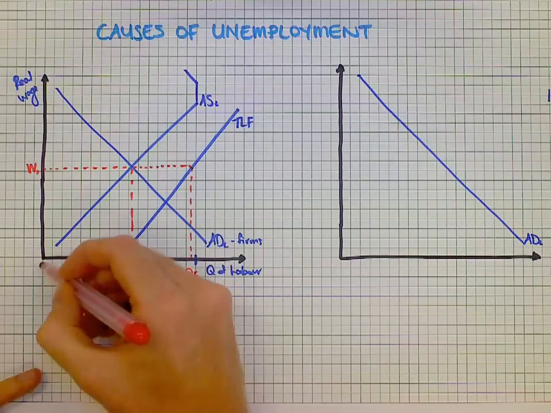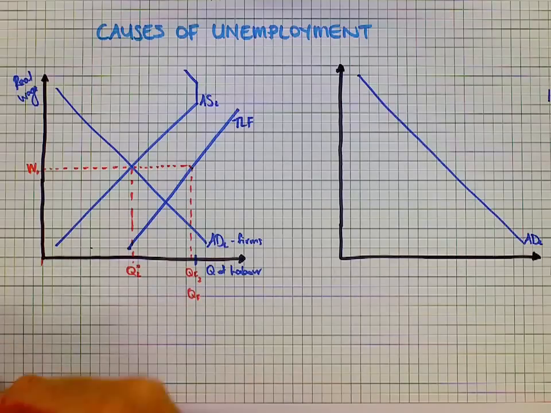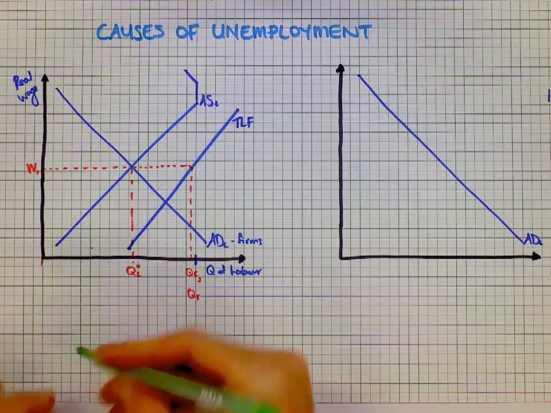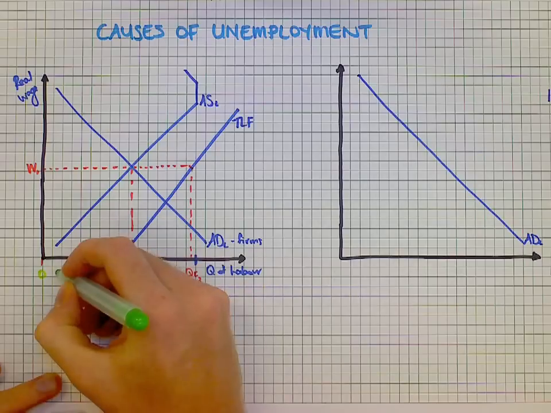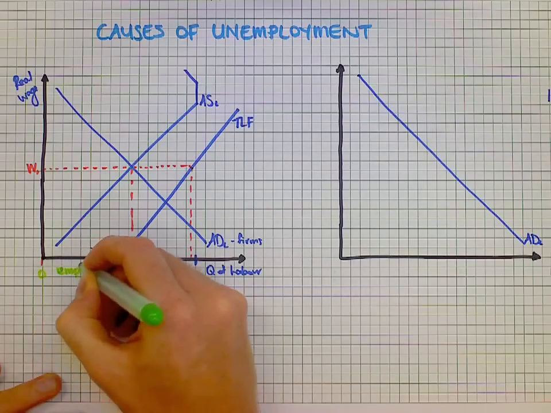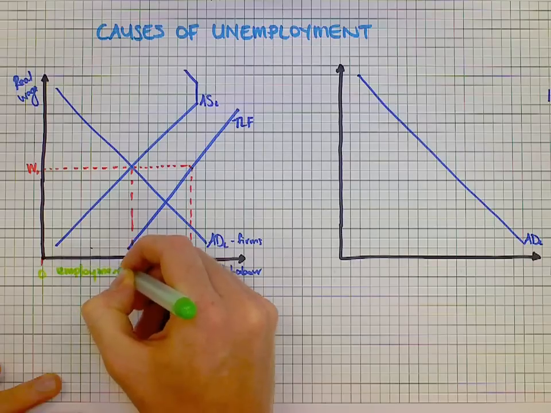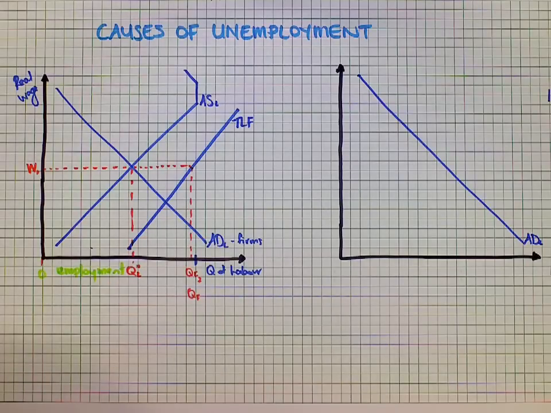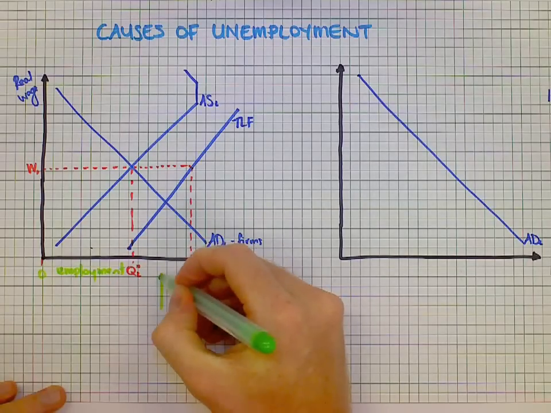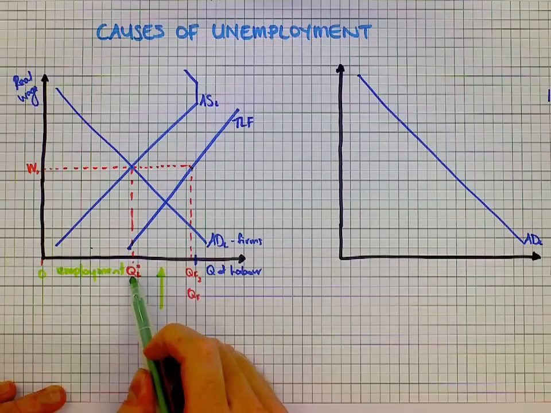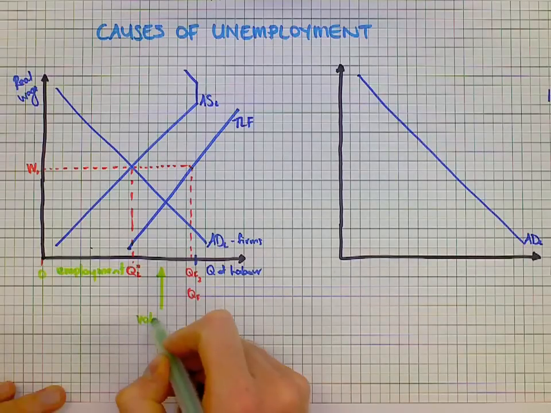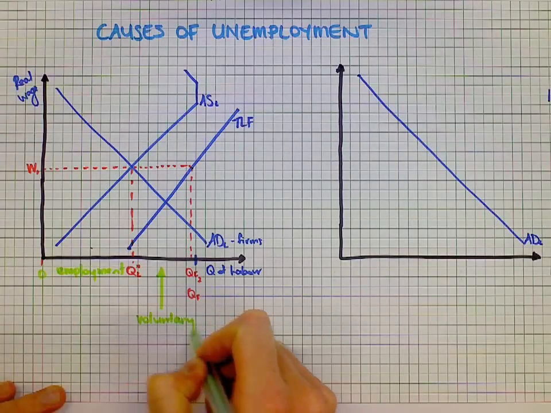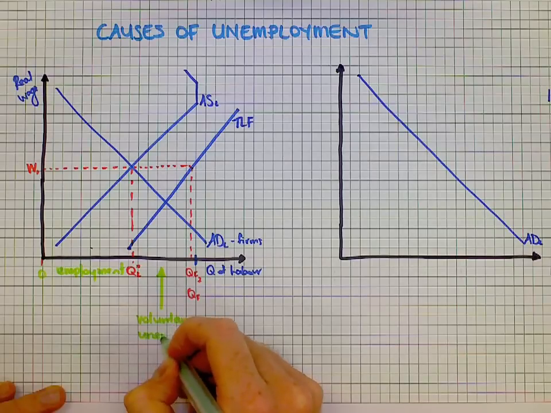I like to label the bottom axis in a really clever way: if this is zero people, and this is the quantity of labour, these are my people here that have employment. They're my people that are really happy and have their jobs. These people here, the gap between say Q1 and Q2, are my people that are voluntarily unemployed.